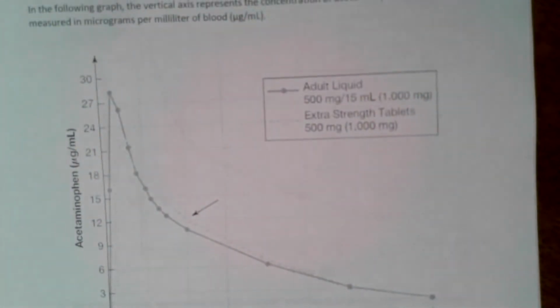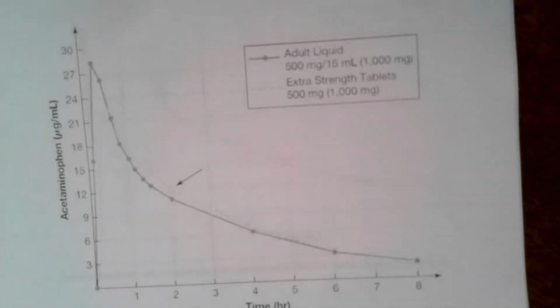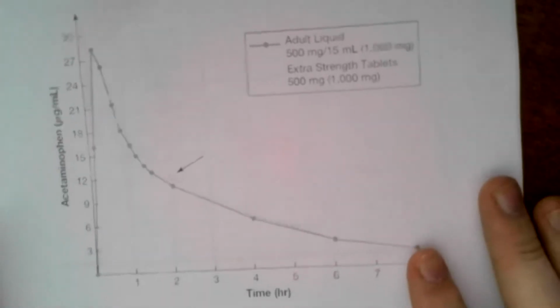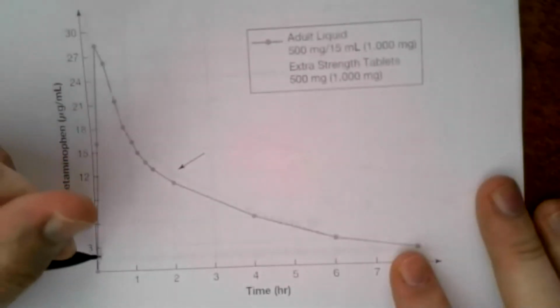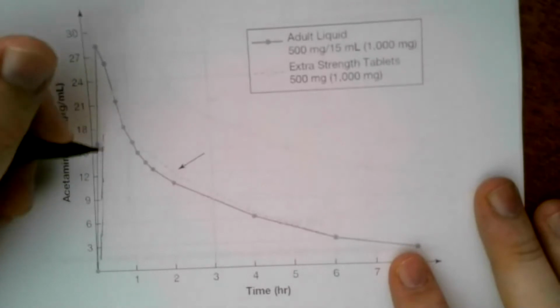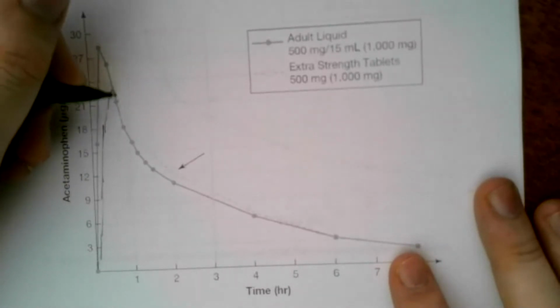So this one says, the data that accompanies over-the-counter prescription drugs is full of important, often mathematical information. It says in the graph, the vertical axis represents the concentration of acetaminophen in the body, measured in micrograms per milliliter of blood. You can pretty clearly see one of the graphs, maybe not so much the other one. So I'm just going to draw that in here.